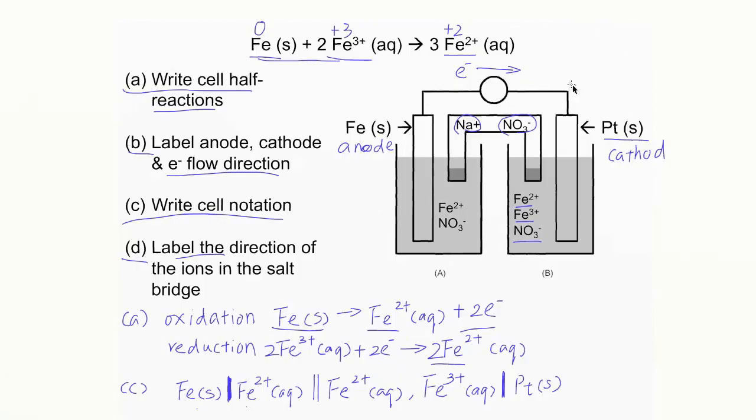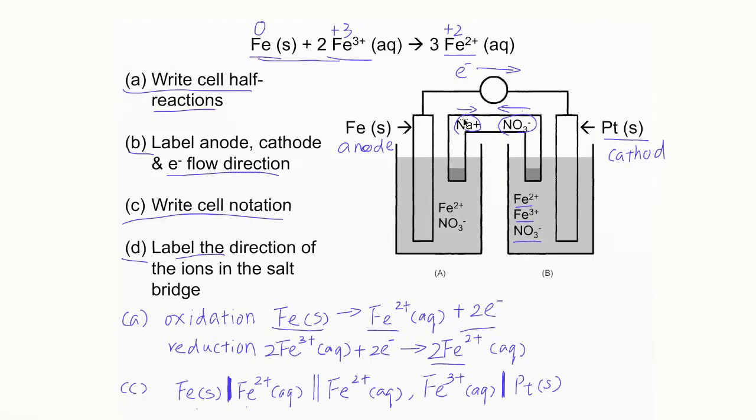In order to close the loop, the negative charge in the salt bridge has to move this way. So the whole negative charge is running in the clockwise direction. So the cation is going in the opposite direction, the anti-clockwise direction, to close the loop. All right, so this is how we identify the directions of the ions in the salt bridge.